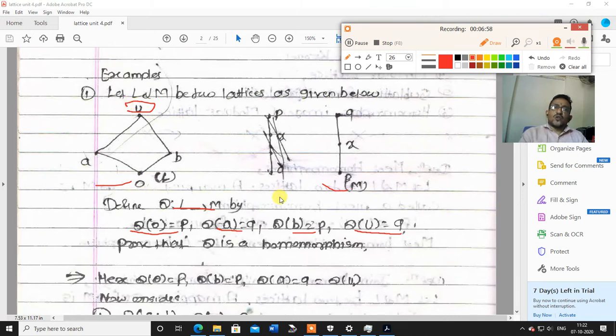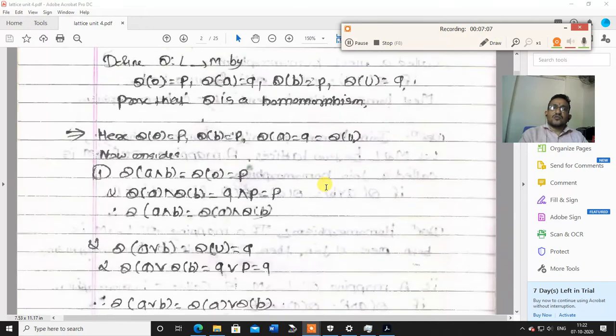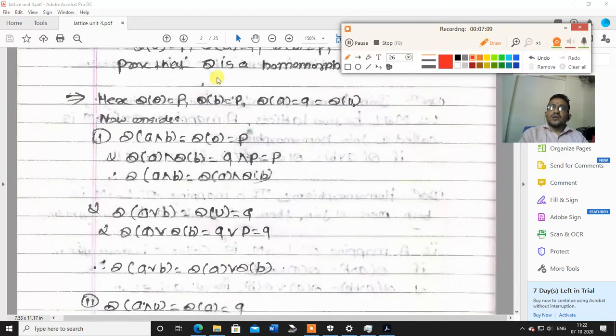Okay, we have to show that the function we defined, theta, is a homomorphism. So here, what is given: theta of 0 is P, theta of B is P, theta of A is Q, and theta of U is also Q. Now, what is a homomorphism? The function theta should be a meet homomorphism and a join homomorphism, and then we can say that it is a homomorphism.